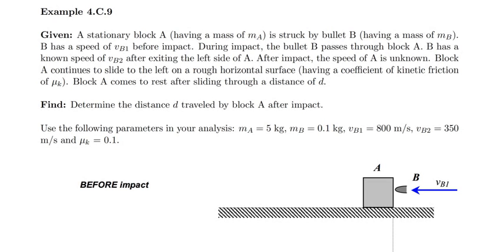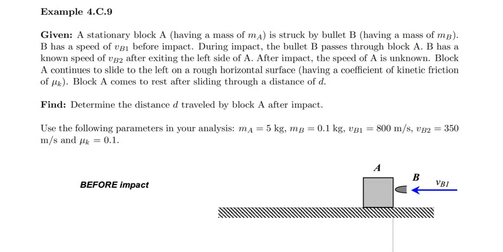Alright, so in this example we have a stationary block A having a mass of ma, which is struck by a bullet B having a mass of mb. B has a speed of vb1 before impact, and during the impact the bullet passes through block A. Bullet B has a known speed of vb2 after exiting the left side of A. We're also told that after impact the speed of A is unknown.